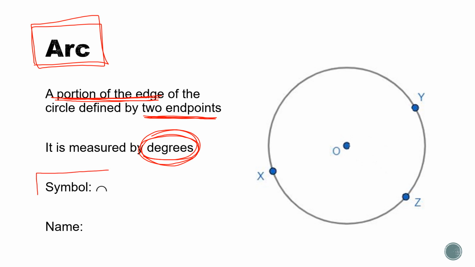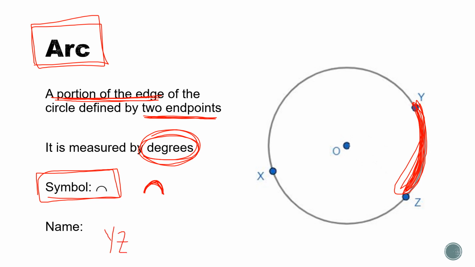And it has this really cool fancy symbol. It's like a little rainbow or U shape on top. All right, that means arc. So if we were to name an arc, we're just going to pick 2 endpoints on the edge of this circle. We're going from Y to Z. We would use those 2 letters, but instead of doing the dash or the line above, like we do for segment and line, we're going to do the arc symbol above it. So that's how you would name an arc: the arc symbol with YZ directly below it.